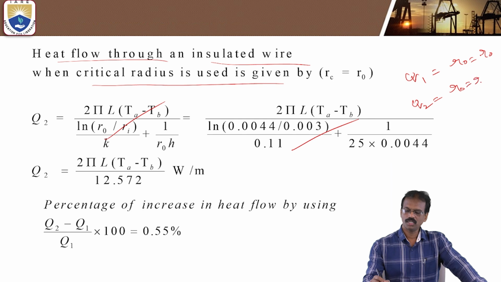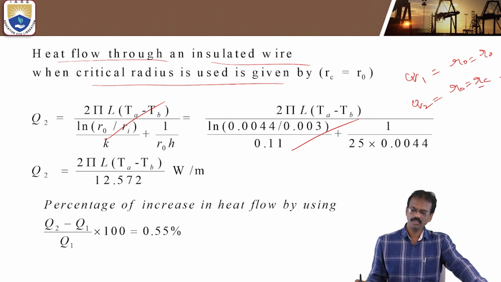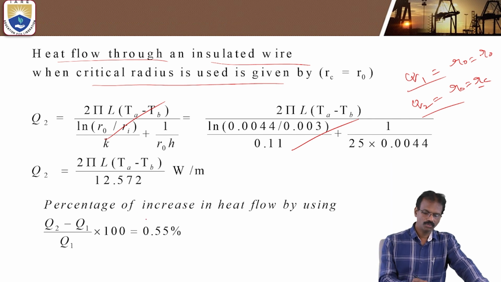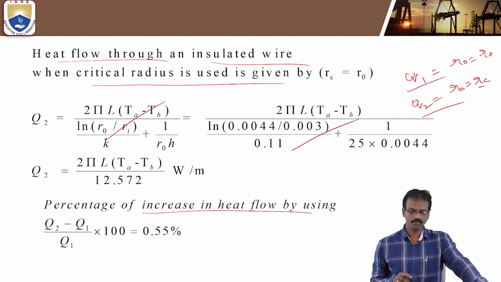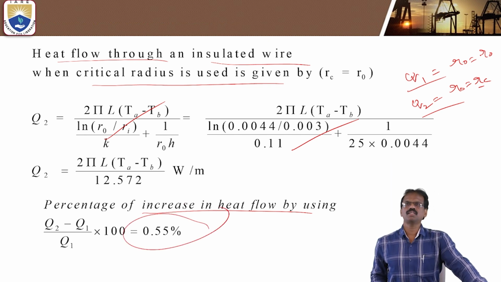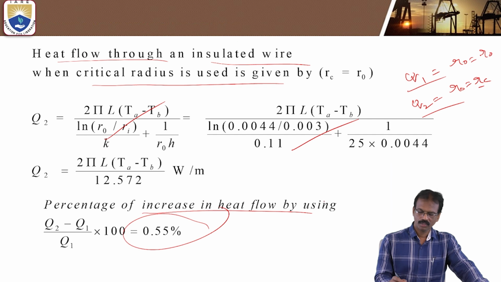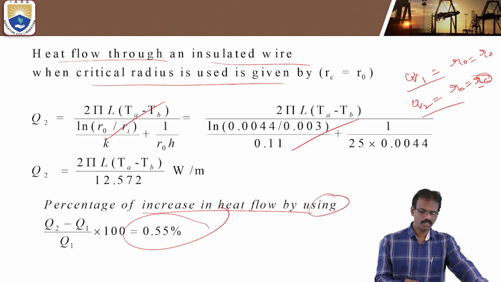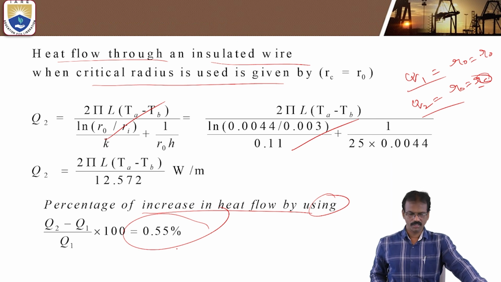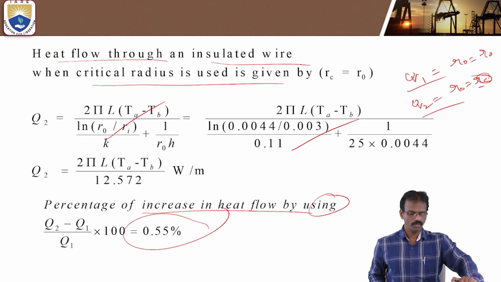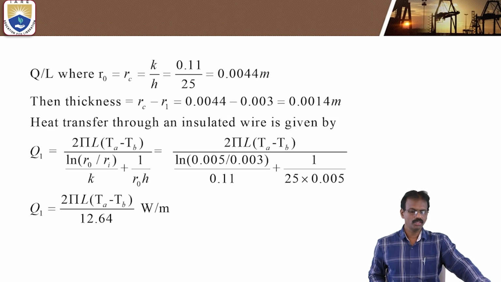Here R naught is equal to RC, the critical radius of insulation. By finding these two values, you can find out the increase or decrease of the rate of heat transfer. That is the percentage increase in heat flow by using the critical radius of thickness. The increase is equal to 0.55 percent. Just like the Q1 value, here this is the Q2 value. If you find out the value, you will get this one.